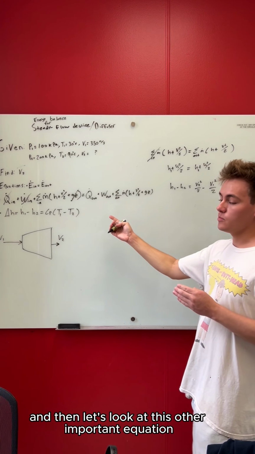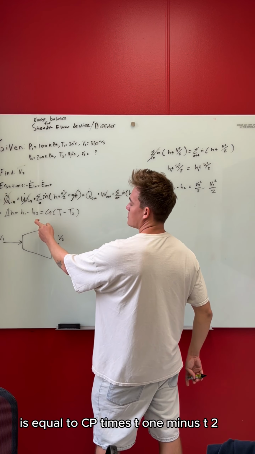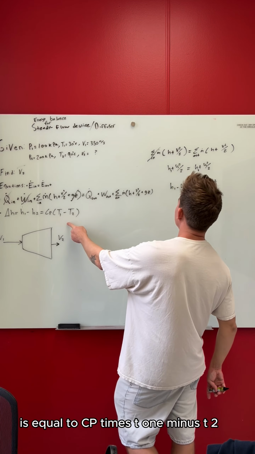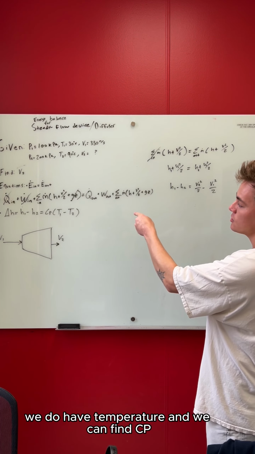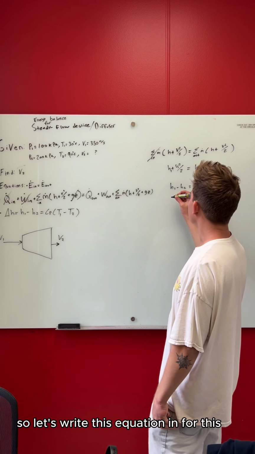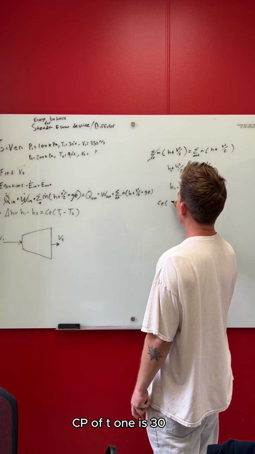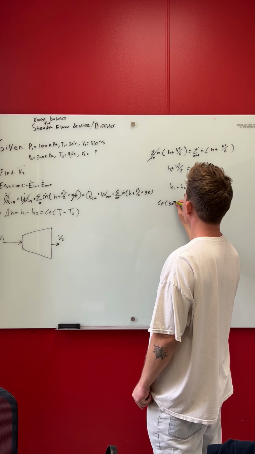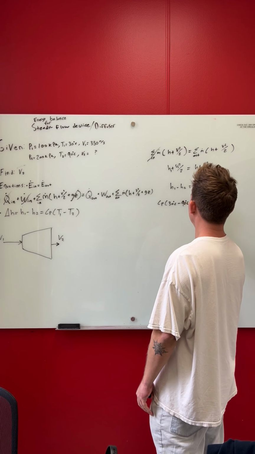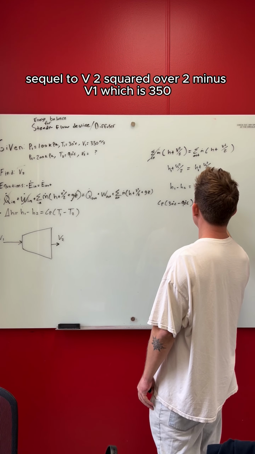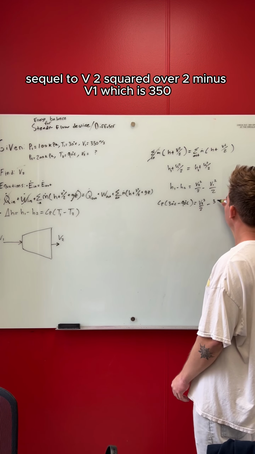Then let's look at this other important equation I have down here. The change of enthalpy is equal to Cp times T1 minus T2. Because we don't have enthalpy, but we do have temperature, and we can find Cp. So let's write this equation in: Cp of T1, which is 30, minus T2, 90, is equal to V2 squared over 2 minus V1, which is 350.